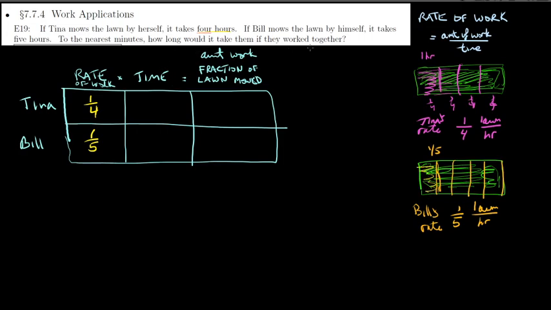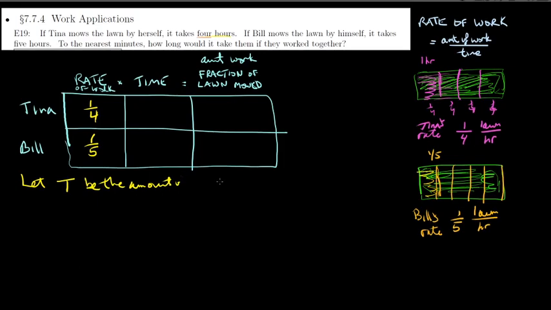Okay, so how long does it take if they work together? Well, that's the amount of time. That's what we don't know, right? So again, I guess I'll use capital T for time. So let T be the amount of time they work together. Forgive my sloppiness. And this is in hours, right? This is in hours because this is reported as 4 hours for Tina, 5 hours for Bill. So we'll do this in hours.